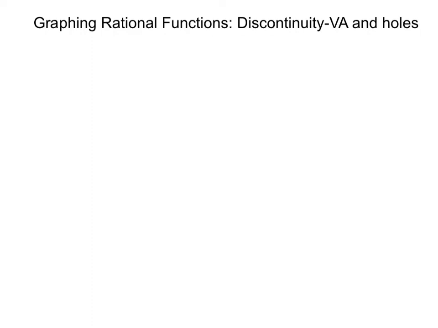Good afternoon, students. We're going to talk about graphing rational functions, looking at discontinuity and vertical asymptotes and holes. We just finished the unit on simplifying rational functions, and that's using all the math that's needed to simplify rationals. And now we're going to look at the graphs, so we're going to look at the rational equations and see what it tells us about what the graph is going to look like.